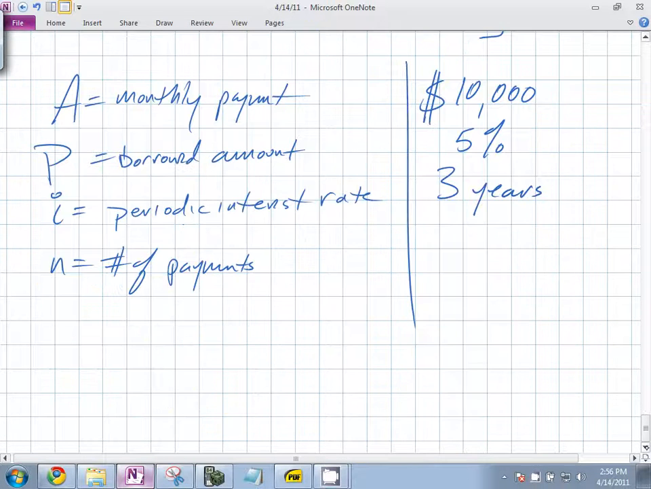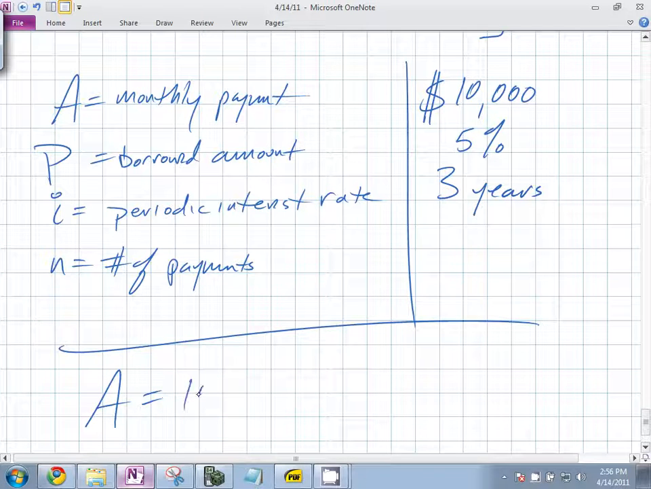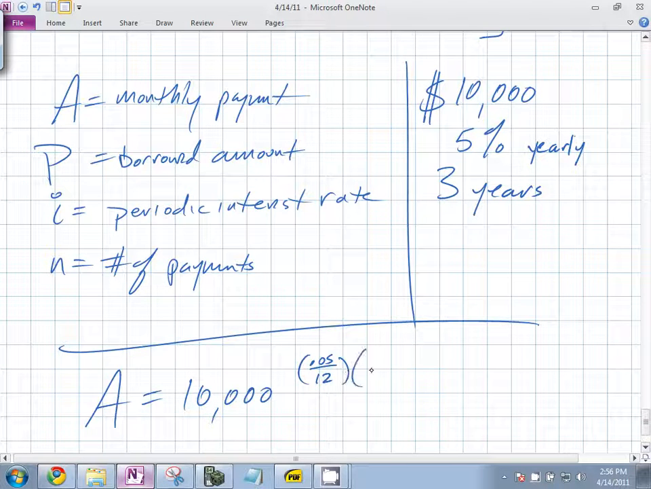The amount you're going to pay is going to be equal to 10,000 times I, in this case the periodic interest rate. The 5% is yearly, so what do I write as my periodic interest rate? 5% over 12. So it's 0.05 divided by 12, times 1 plus 0.05 over 12, raised to what power? 12 times 3, the number of payments. How many payments do you make? 36. Yes, 3 years. Then on the bottom, it's the same thing, that little piece to the 36 minus 1.